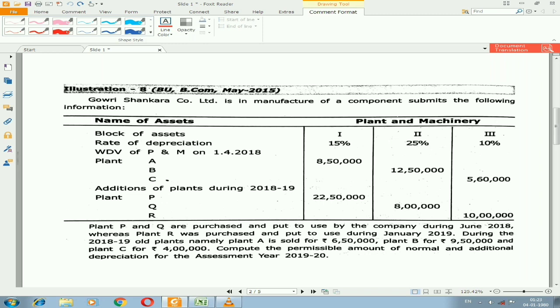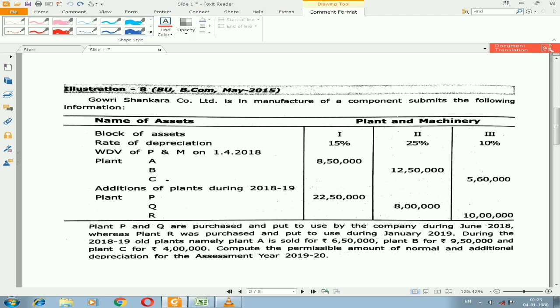Don't get confused here. Plant A is related to block 1, plant B is related to block 2 and plant C is related to block 3. Next we have the information of additions of plant during the 2018-19 year. Plant P 22,50,000, plant Q 8 lakh, plant R 10 lakhs. Plant P, which is purchased in the year 18-19, is in block 1, plant Q is related to block 2 and plant R is related to block 3.